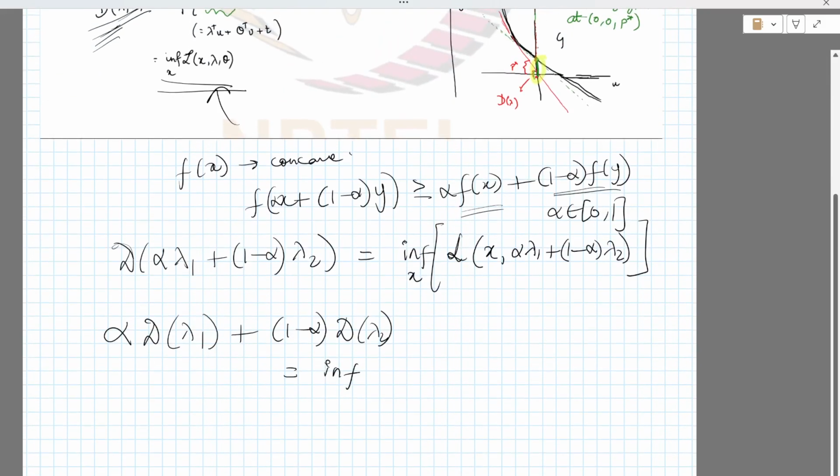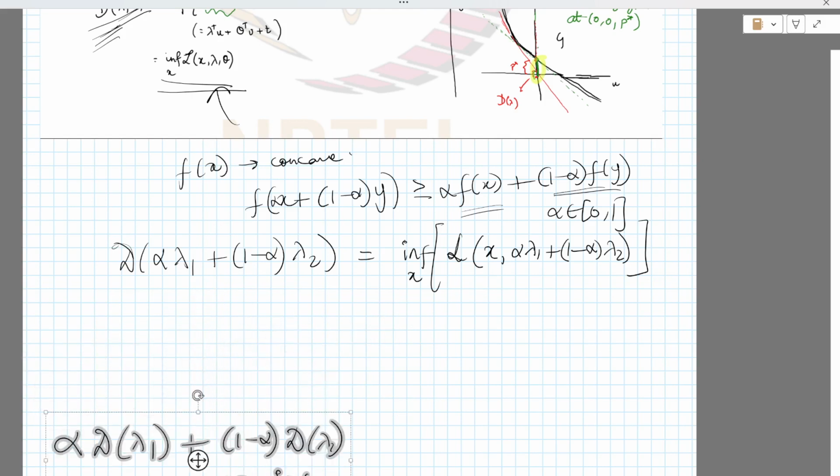Lambda infimum of... One more thing, let me just keep this aside. This Lagrangian is linear in lambda 1 and lambda 2, right? So that means we can write this as infimum over x of L of x, alpha times lambda 1 plus 1 minus alpha times lambda 2.